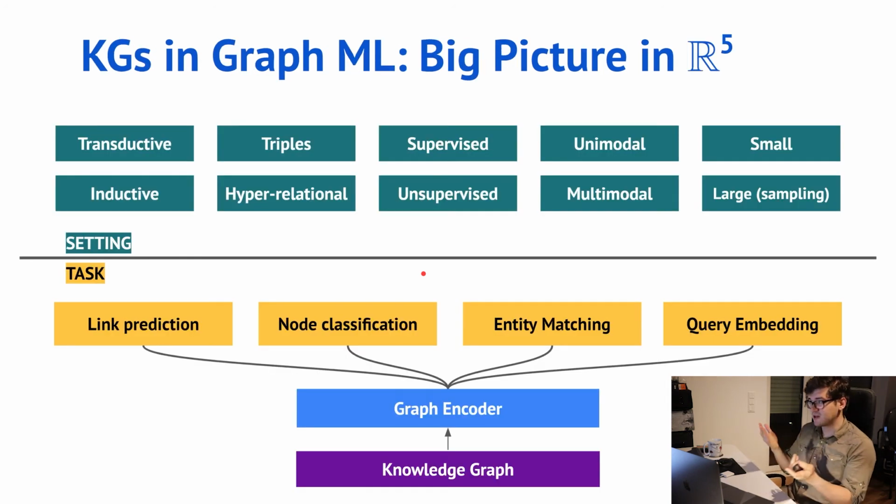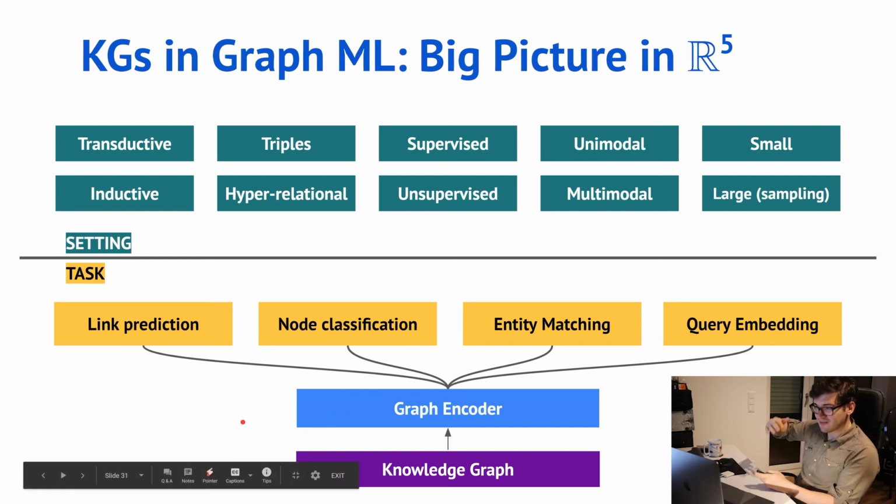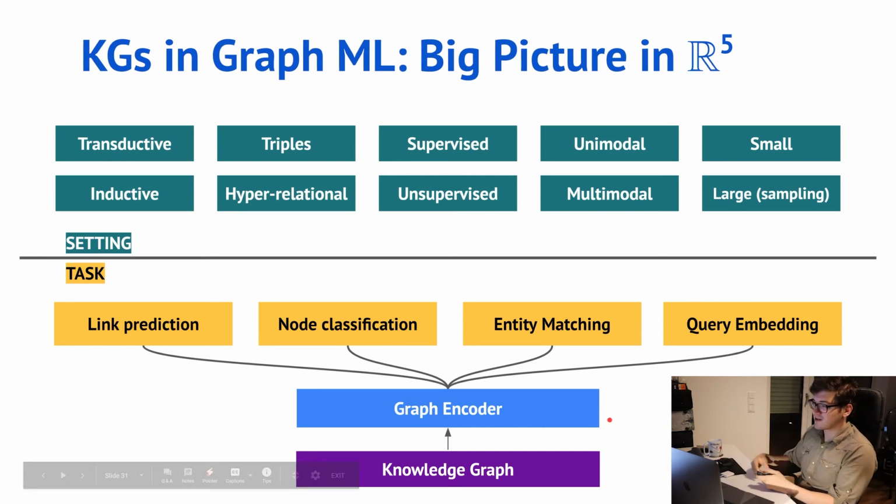So here is our big picture in R^5, a 5-dimensional space, of how KGs can be placed in Graph ML. You have a bottom-up and top-down approach. Bottom-up, you have a KG, you have a graph encoder, which gives you embeddings, and then what you can do with embeddings. Well, there are several big tasks like link prediction, node classification, entity matching, and KG embedding. Those two we will check out in some detail.